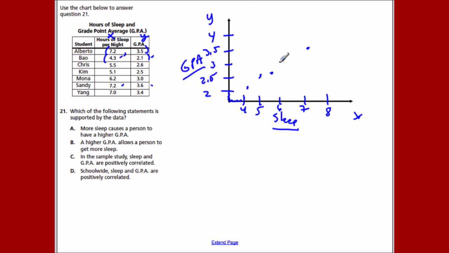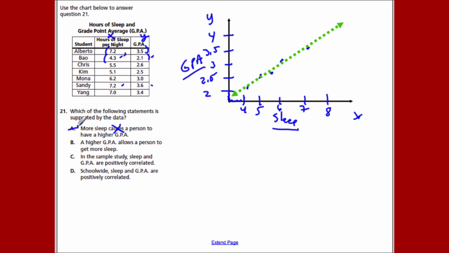I can look at this and say it looks like we've got a line of best fit, some kind of correlation line, and it's a pretty strong positive correlation. In other words, it's going uphill. It has a positive slope as you read from left to right. Let's now go back and read the question. A: More sleep causes a person to have a higher GPA. Nothing is absolute, notice we're bouncing around here a little bit. Nothing is an absolute, so to say it's a cause is incorrect. So I would cross out A right away.